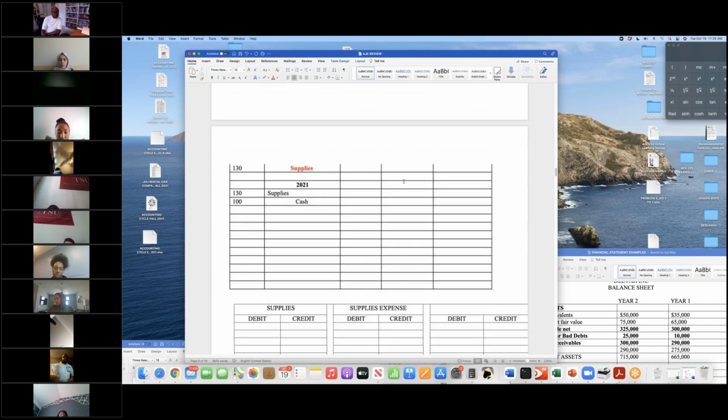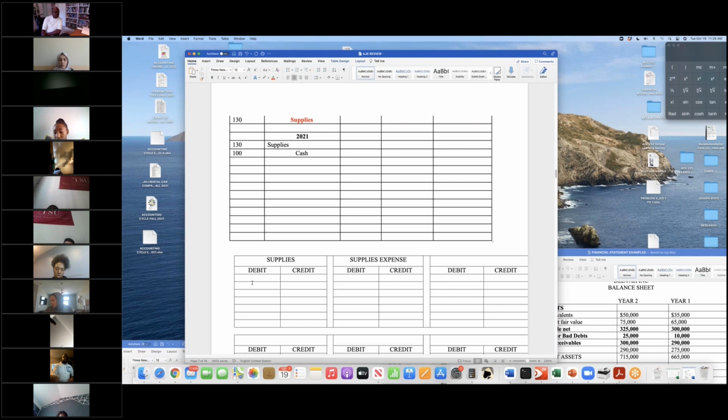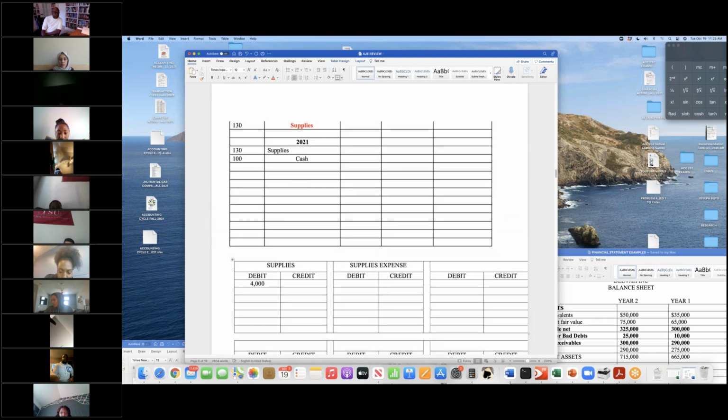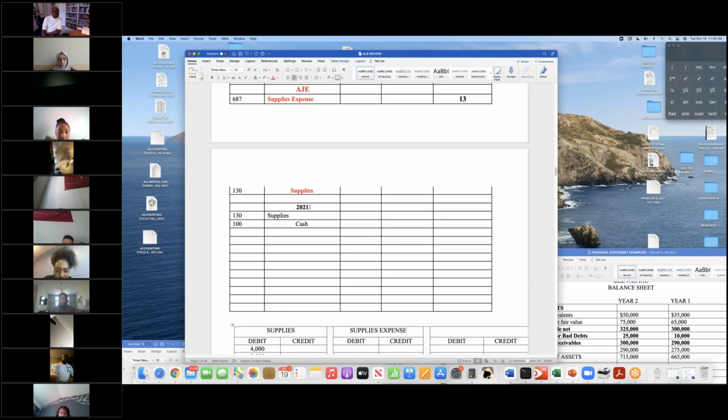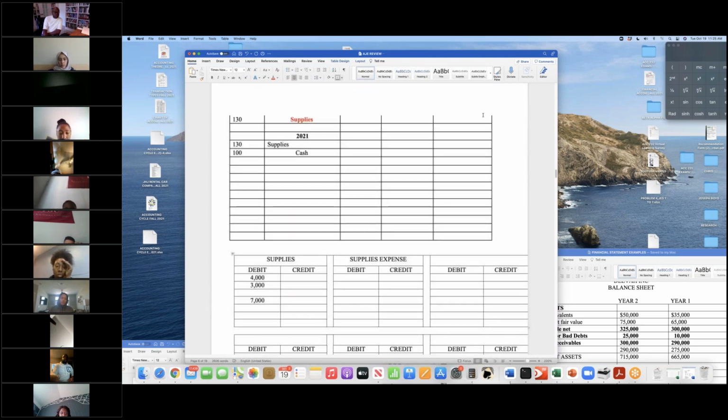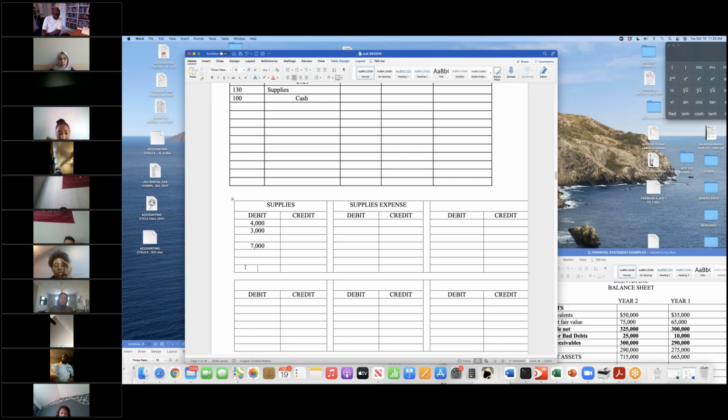Now, if we look at a T account for supplies right now, there's $4,000 in it, and there's $3,000 in it. So that gives us a subtotal of $7,000. Then we look at the problem and it says, when we do the inventory, only $1,000 in supplies are on hand. So it's saying this balance in supplies is now $1,000.